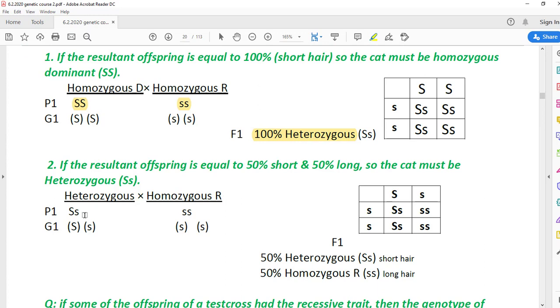It depends on the result. If the short haired cat crossed with the recessive produces 100% short, so our short haired female cat is pure dominant. If the resultant cross is equal to 50 short and 50 long, so our female short haired cat is heterozygous.